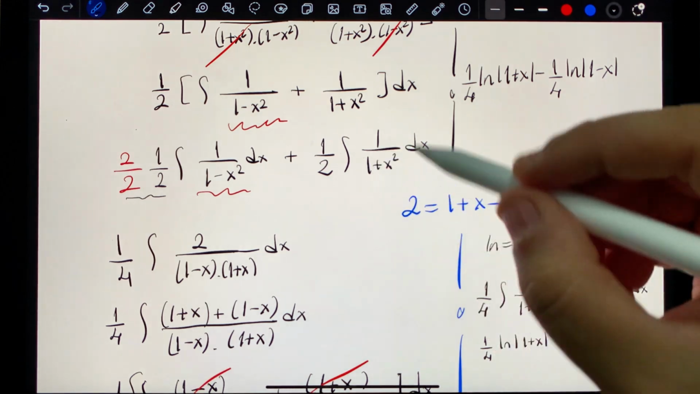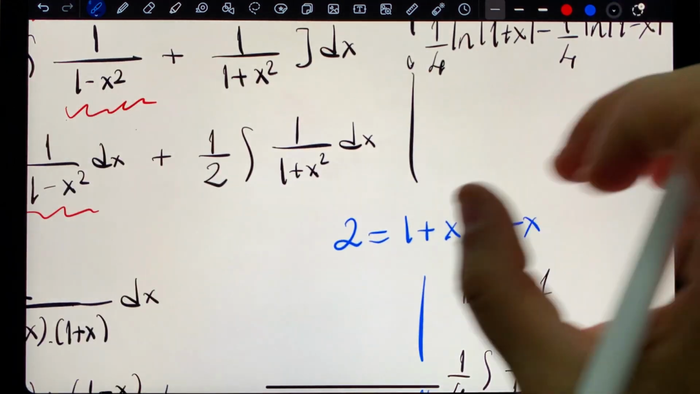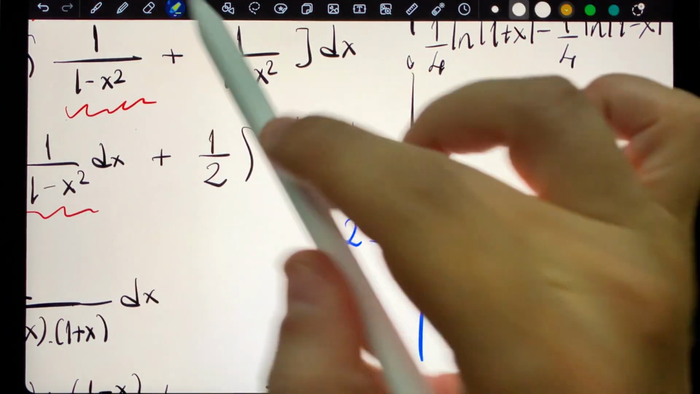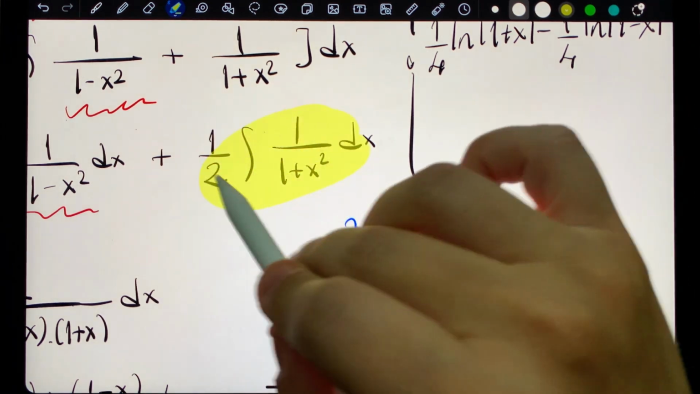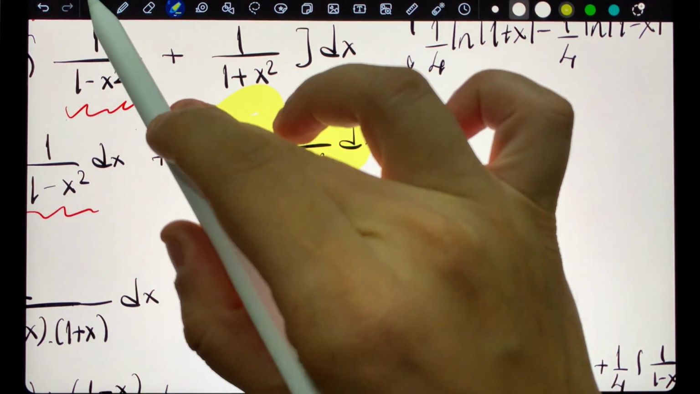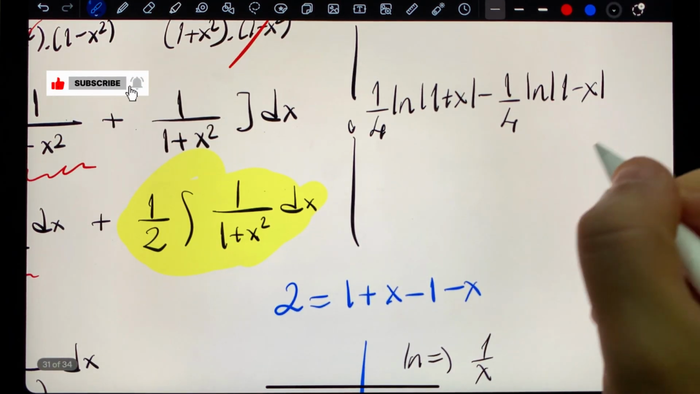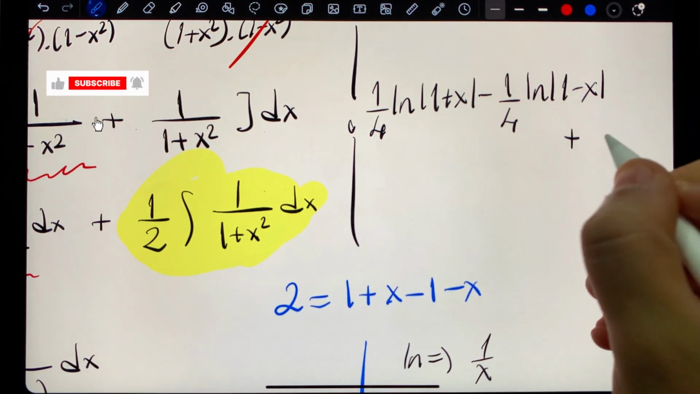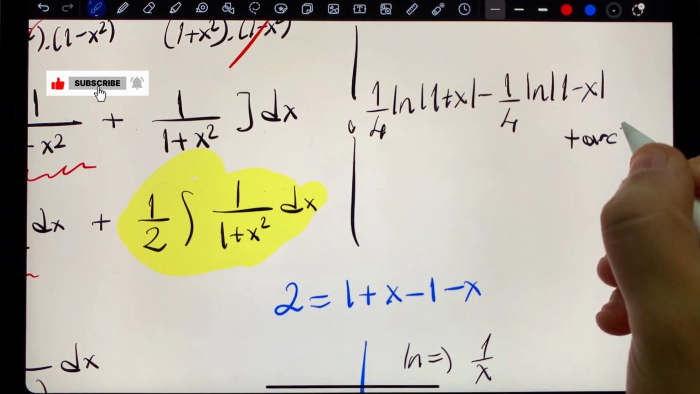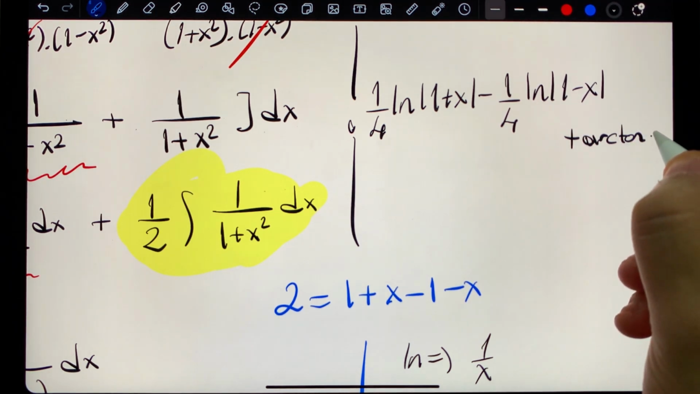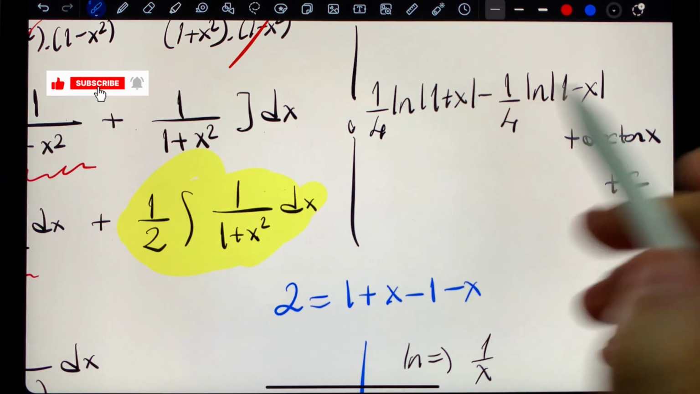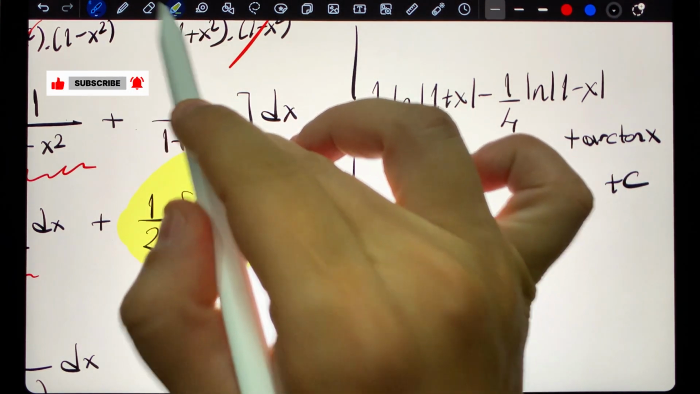And finally, what will we do with this one? We will take its integral. I think you all know this expression. It was arctangent x. So what do we write here immediately? Plus arctangent x. And it has a c, let's not forget. So what is our answer, friends?